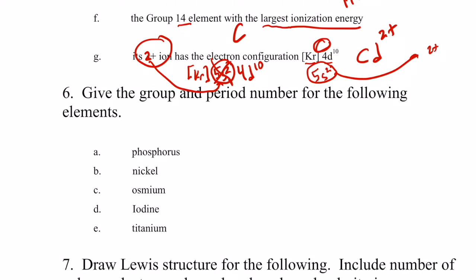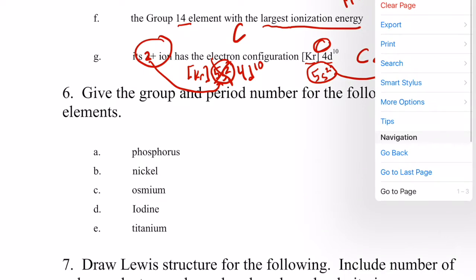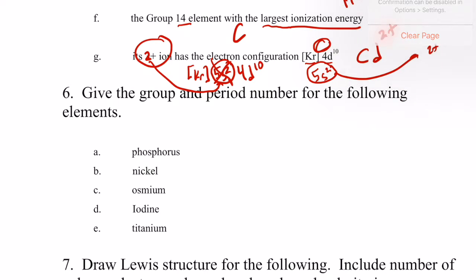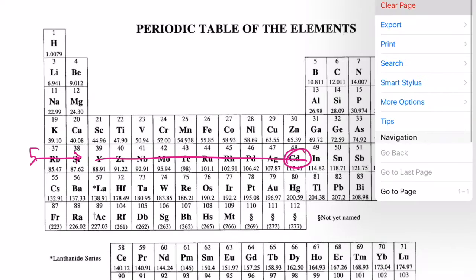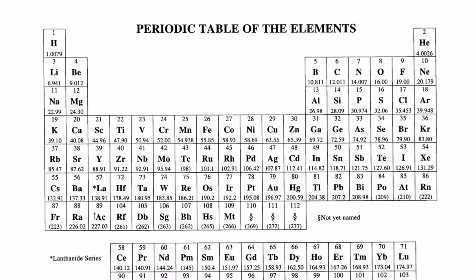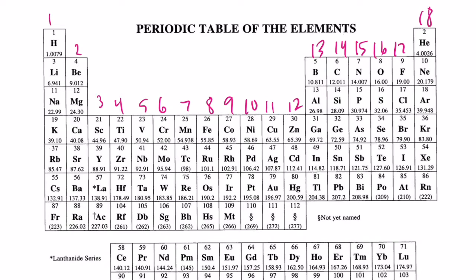Okay, let's finish up number 6, and then we'll quit for part 1, and we'll do bonding for part 2. So I want the group and period number for the following elements. So we're going to do phosphorus. Let's not do that. Let's clear the page on the periodic table, and we'll number our groups and periods. If you remember, the groups are the columns. Then there are 18 of them. 10, 11, 12, 13, 14, 15, 16, 17, 18. And the periods are the horizontal rows, and there are 7 of them.